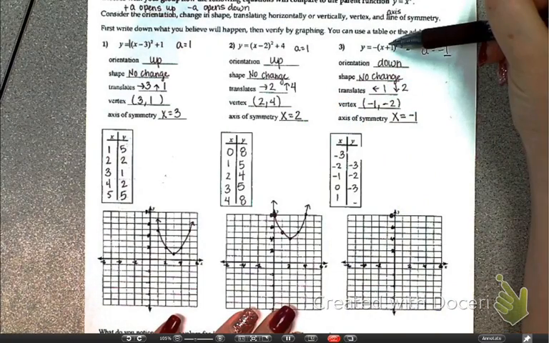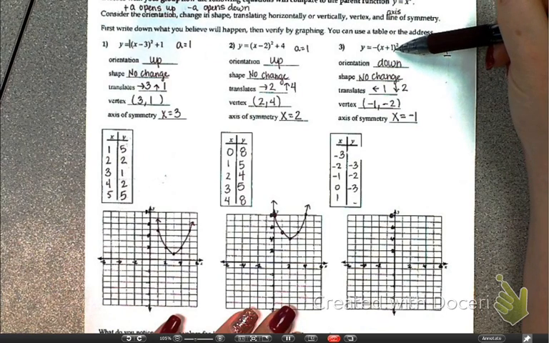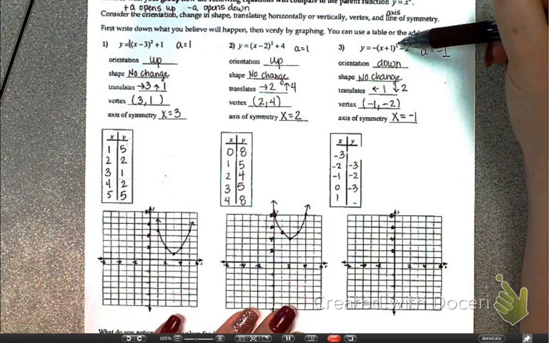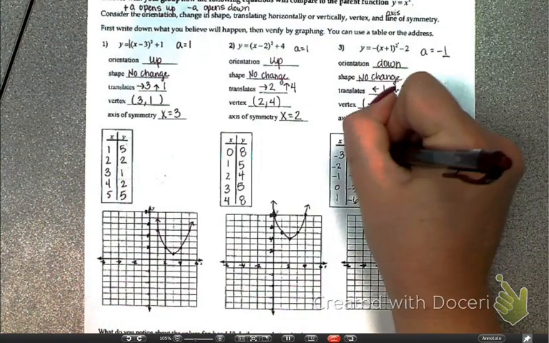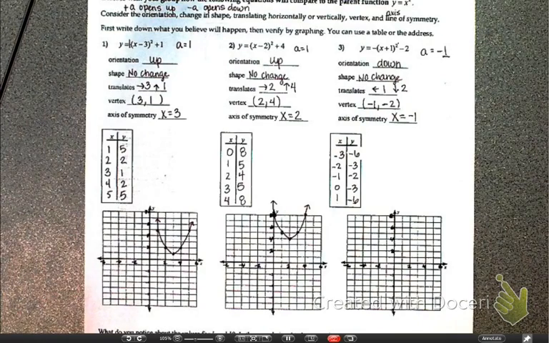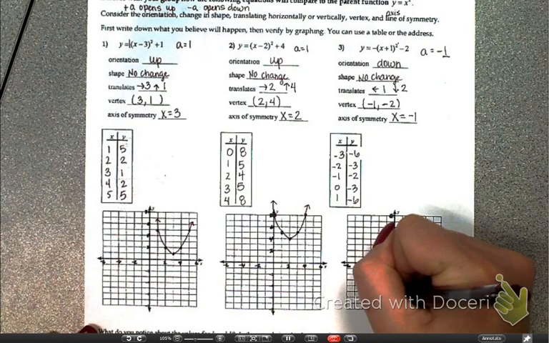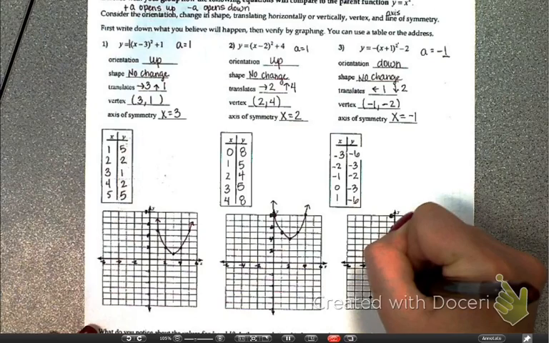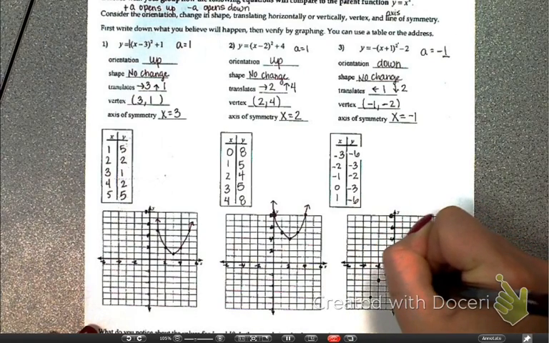If I plug in 1, 1 plus 1 is 2. 2 squared is 4, but it's negative, so -4. -4 minus 2 is -6. Okay, so my graph shifted to the left and down, so probably somewhere over here should be my vertex. It's facing down, and it has a normal shape. So if it doesn't face down, you know you did your points wrong. Okay, so let's see. -3, -6, -2, -3, -1, -2.